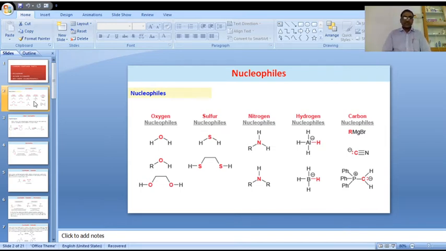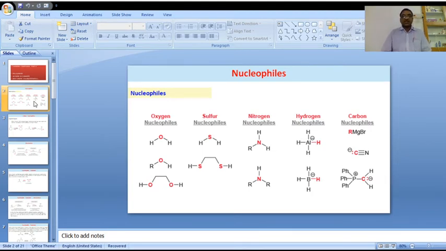Before going to part 5, the various reactions of nucleophiles: we just completed hydrogen nucleophiles. Then we'll go to carbon nucleophiles. Before going to the various reactions of carbon nucleophiles, first I will review the various types of nucleophiles once again.